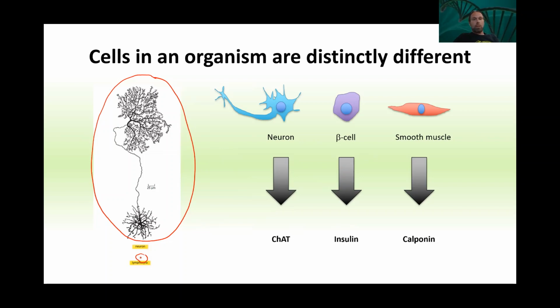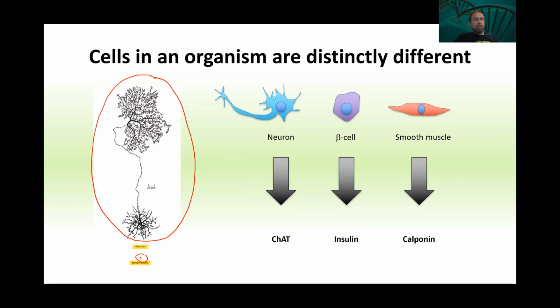In fact, if you look at some different cells found within a human, here's a neuron. My drawing does not do justice to what the actual neuron looks like, but there's a neuron. Neurons, it turns out, produce a protein from their DNA through the processes we described in the previous lectures, called choline acetyltransferase, or CHAT. And as it turns out, neurons are the only cells in the human body that produce that protein.